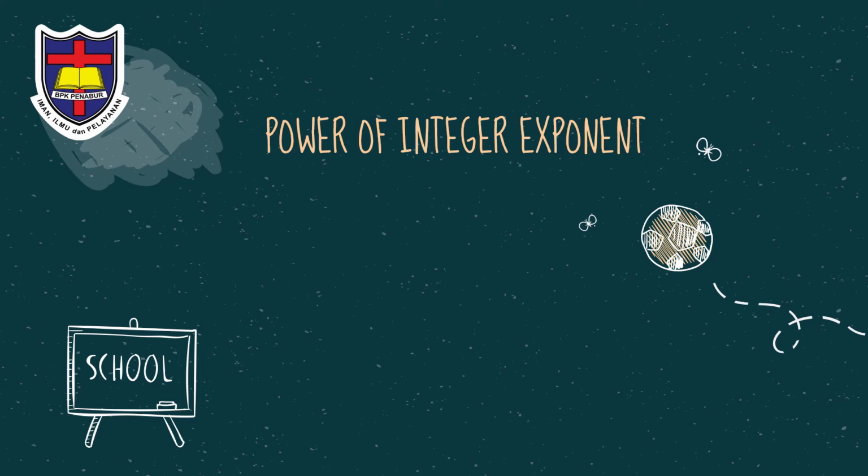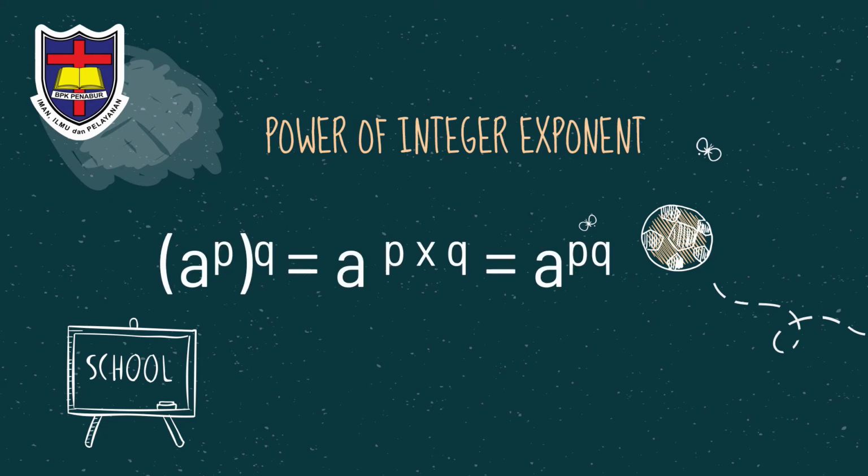Now we will go to our next operation. Our next operation will be power of integer exponent. So for power of integer exponent, we can write the formula a to the power of p and then to the power of q equals a to the power of p times q. So when we have the operation of power, we can multiply the exponent.